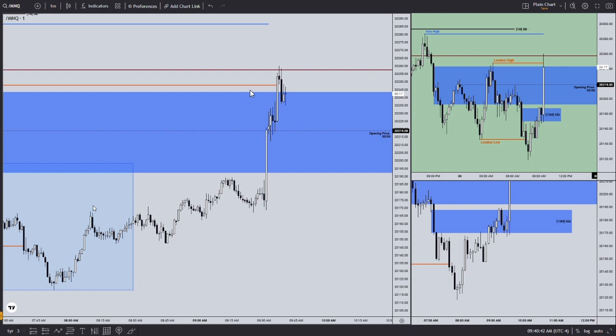So basically what the 2022 model is, is a sweep of liquidity, which we have here at London high, and a market structure shift and a pullback to a fair value gap. So we're going to be breaking down my trade.